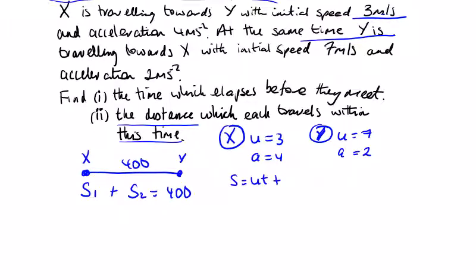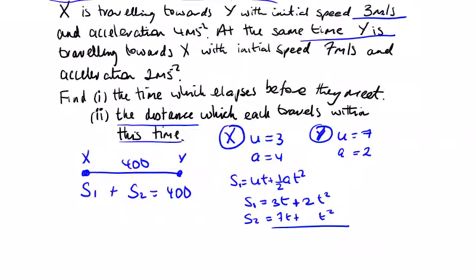So S is equal to UT plus a half AT squared is what we're going to use here. So S1 is equal to 3T plus 4T squared. And S2 is equal to 7T plus 2T squared. So we're going to have 6T squared. So what have I left out? You're all saying, where's that half gone? My mind is boggled at doing so many of these questions. So a half AT squared. So it's going to be 3T plus a half by 4, so it's obviously going to be plus 2T squared.